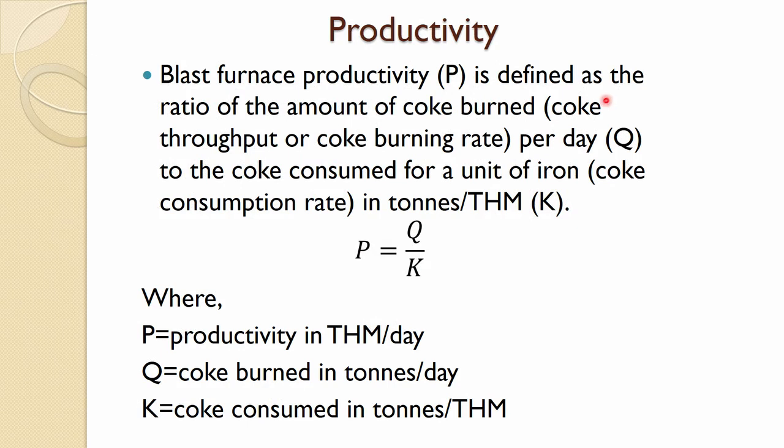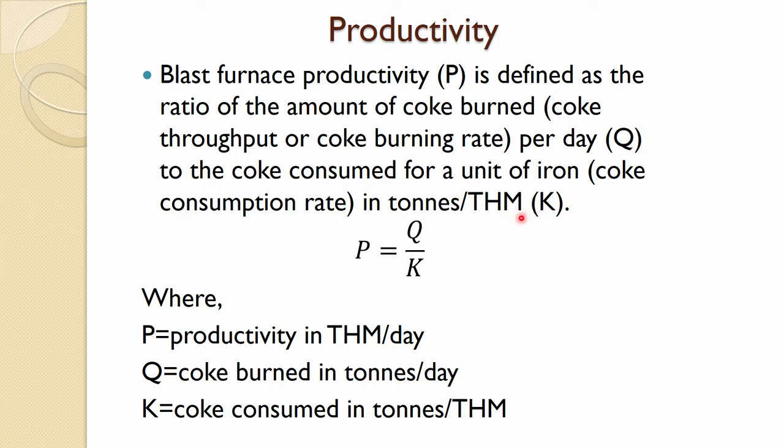In this lecture, we will be discussing blast furnace productivity. Blast furnace productivity is defined as the ratio of the amount of coke burned, that is coke throughput or coke burning rate per day, to the coke consumed for a unit of iron, that is coke consumption rate in tons per ton of hot metal.